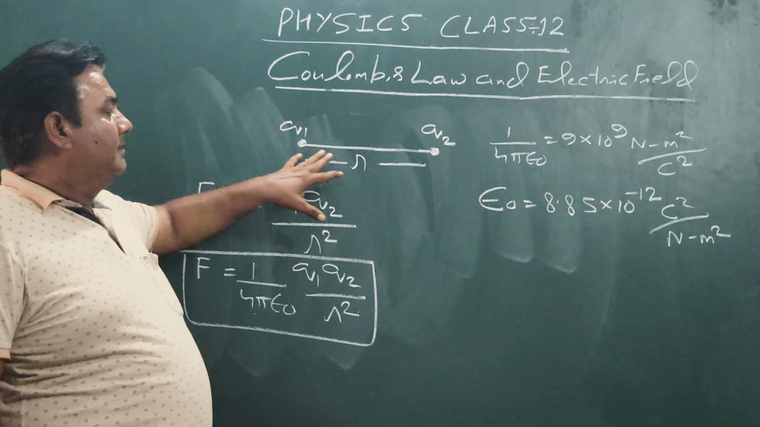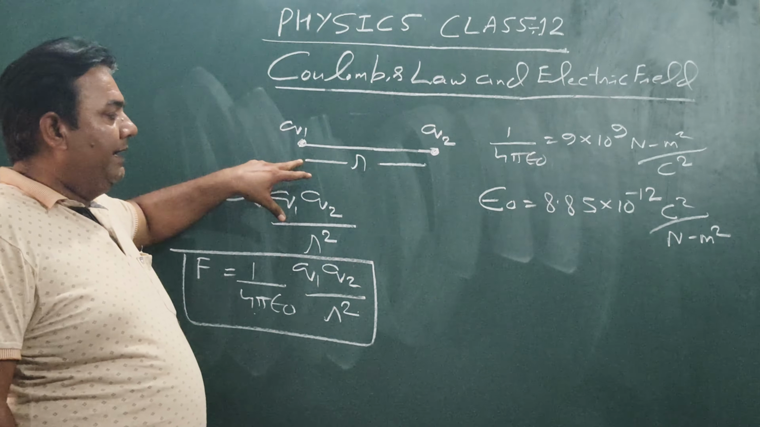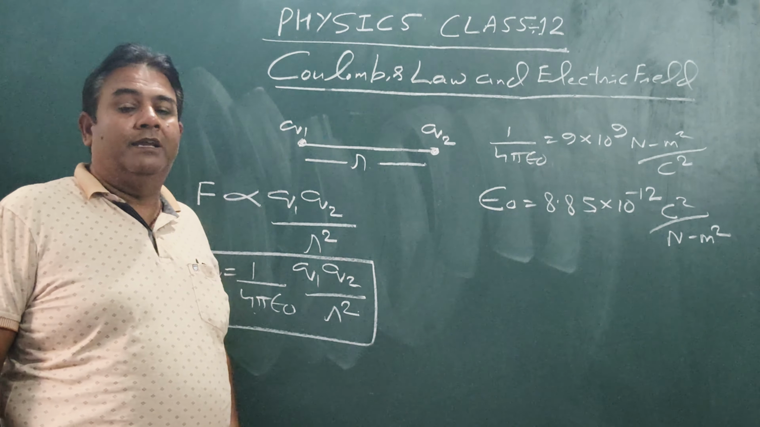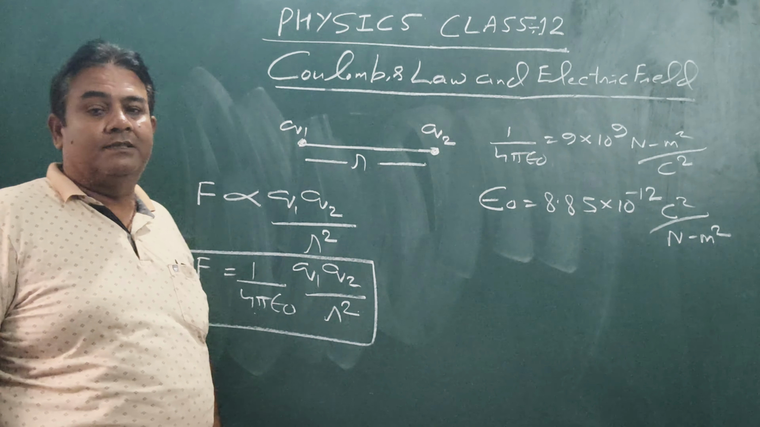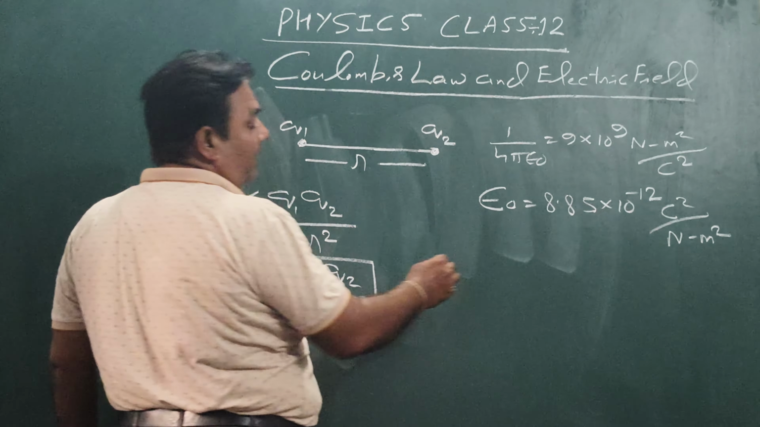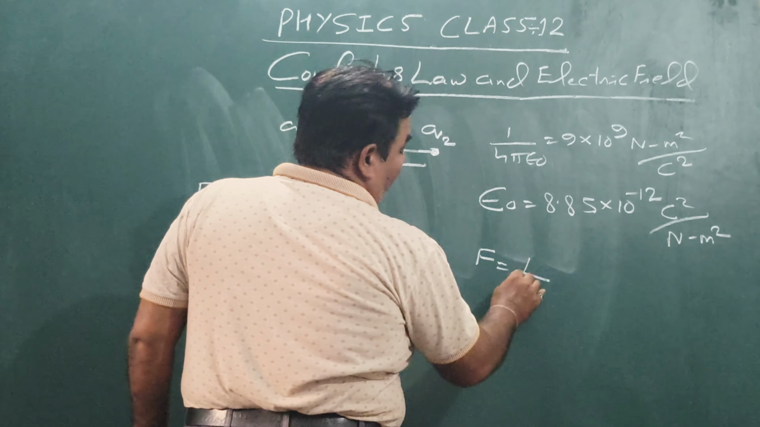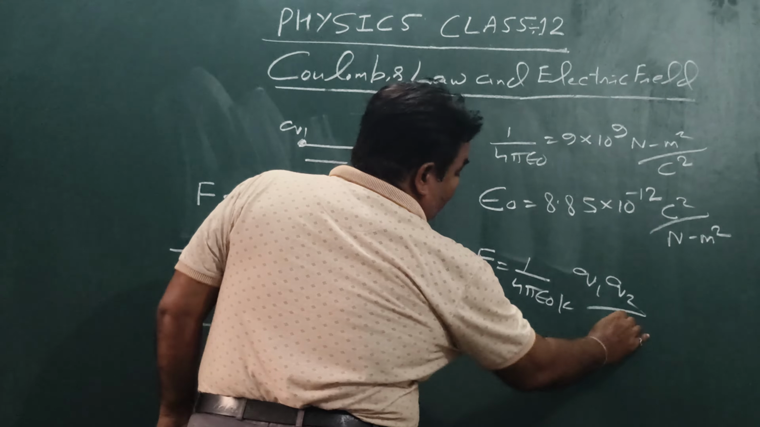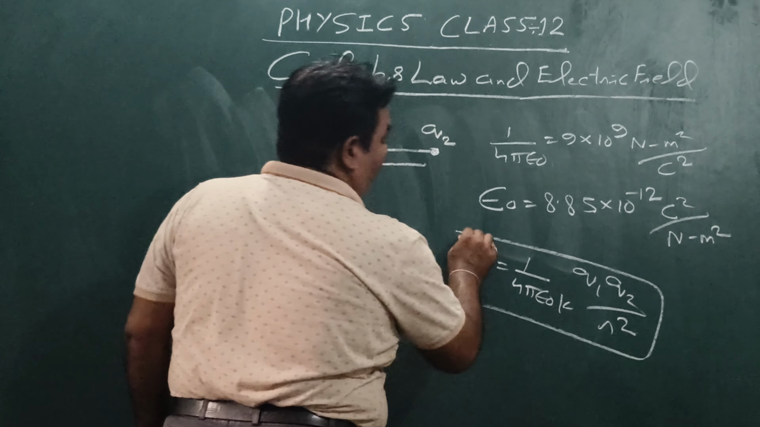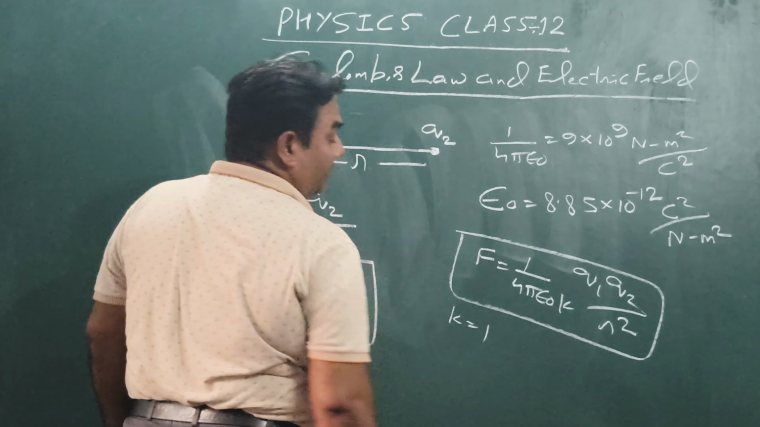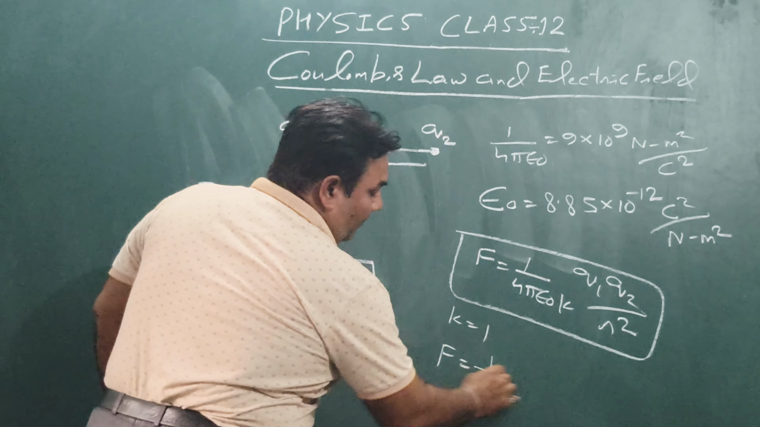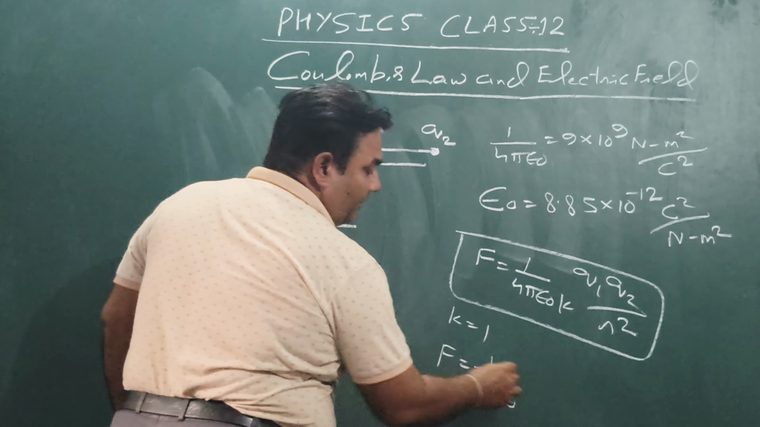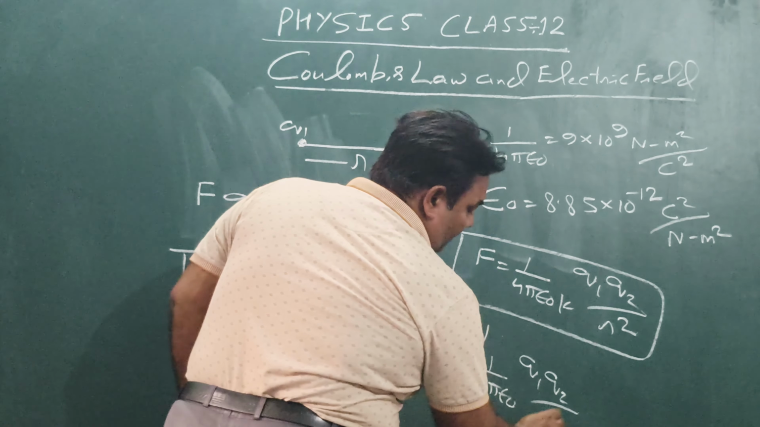When these charges are placed in some medium whose dielectric constant is K, the dielectric constant is a property of the substance which decreases the electric force between the charges. That is why, when the charges are placed in a dielectric substance, the value of the force is 1 upon 4 pi epsilon naught K, Q1 Q2 upon r square. But for air or vacuum, the value of K is 1. So F is equal to 1 upon 4 pi epsilon naught, Q1 Q2 upon r square.